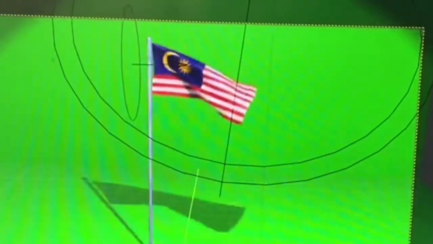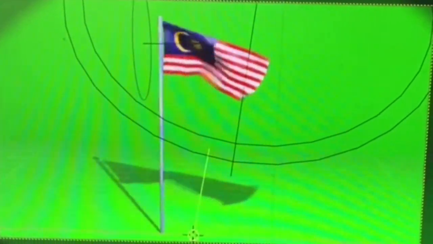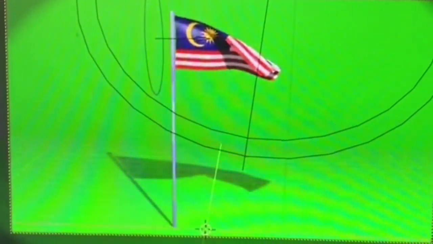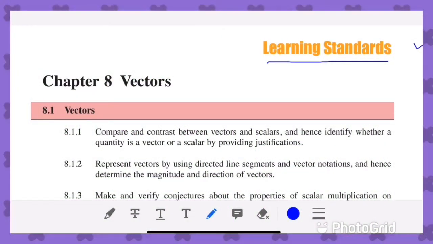Today I will teach you a new topic which is very useful in our daily life. As you see just now, the MAS, our Malaysia National Airlines. So this topic is something related to airline, which is vectors.